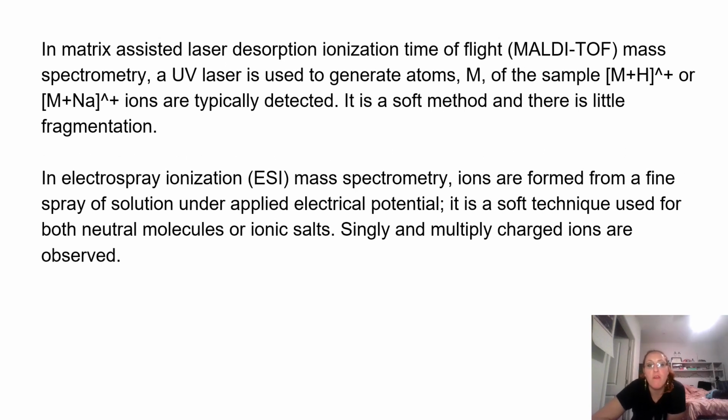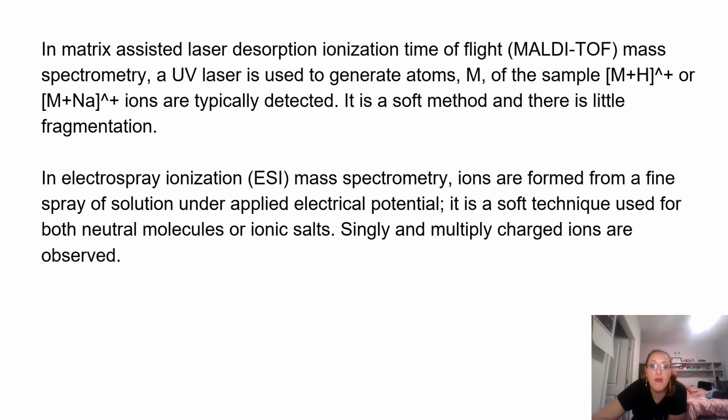In matrix-assisted laser desorption ionization time of flight mass spectrometry, a UV laser is used to generate ions of the sample M: M plus H plus or M plus Na plus. Ions are typically detected. It is a soft method and there is little fragmentation.